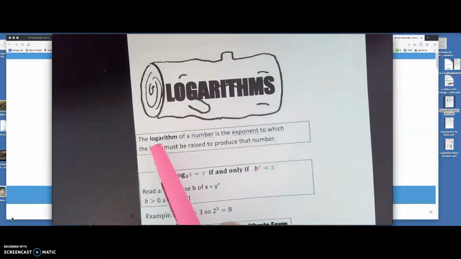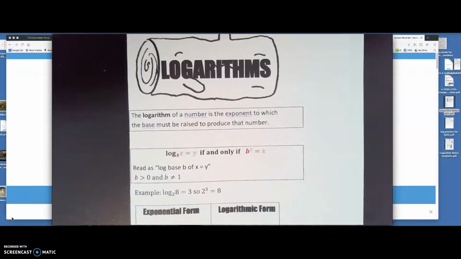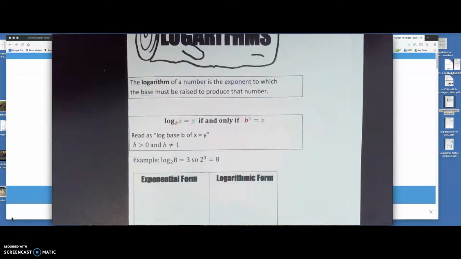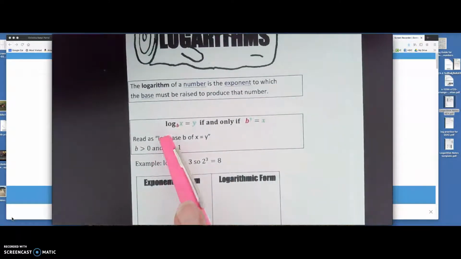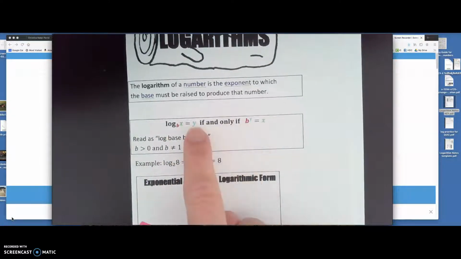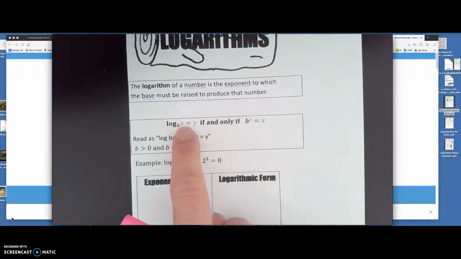Okay, so definition of a logarithm, it says the logarithm of a number is the exponent to which the base must be raised to produce that number. So if we have a log where it says log base b of x equals y, then what that means by definition is taking that b and raising it to the y power and setting it equal to x.